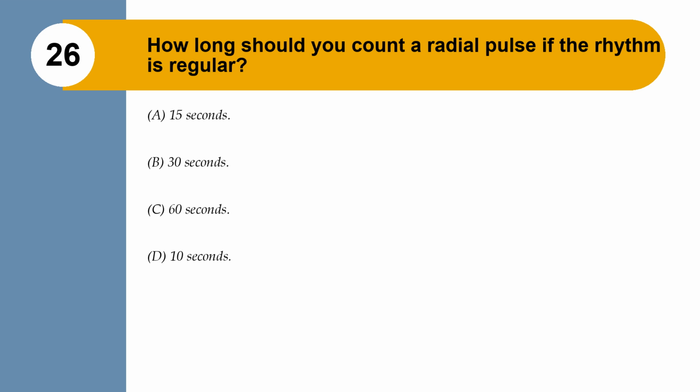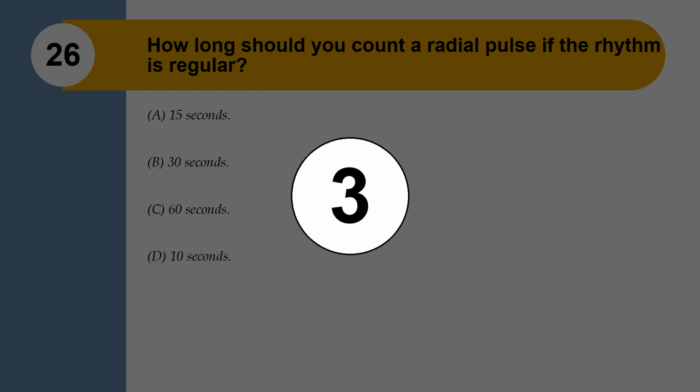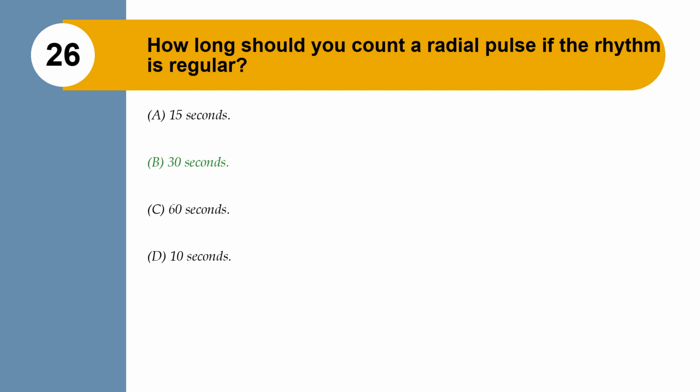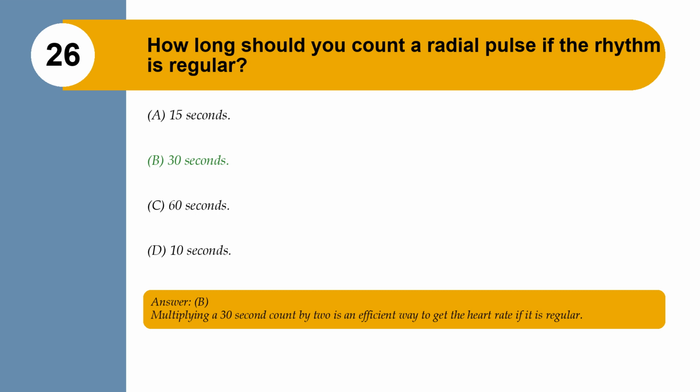Option A, 15 seconds. Option B, 30 seconds. Option C, 60 seconds. Option D, 10 seconds. The correct answer is option B, 30 seconds. Explanation. Multiplying a 30-second count by 2 is an efficient way to get the heart rate if it is regular.